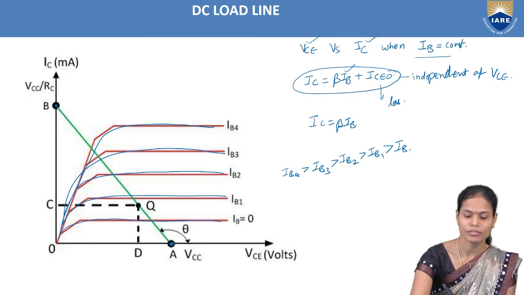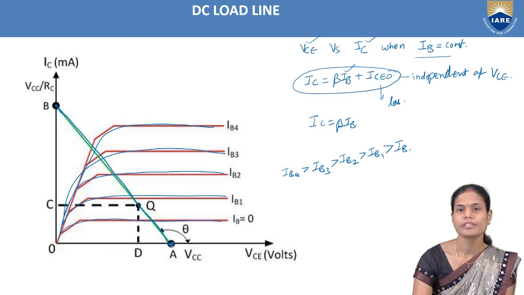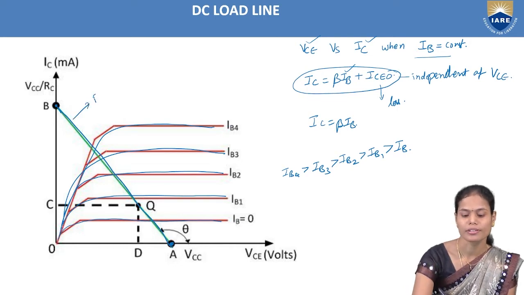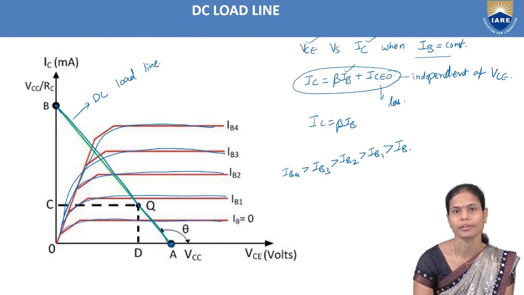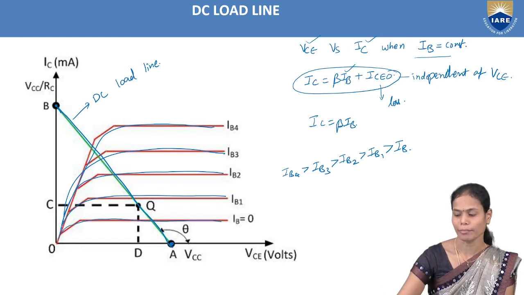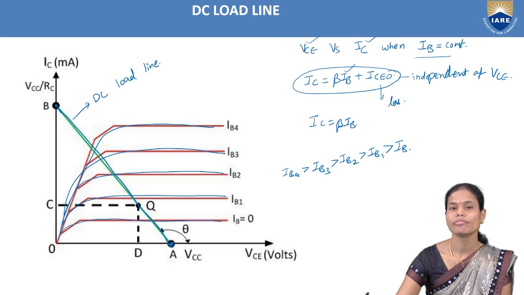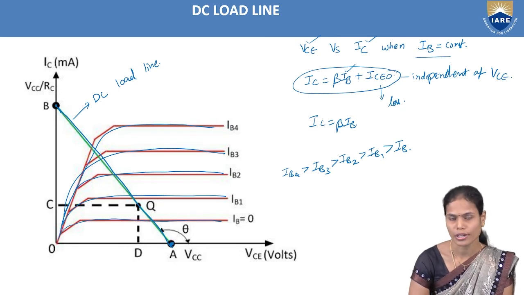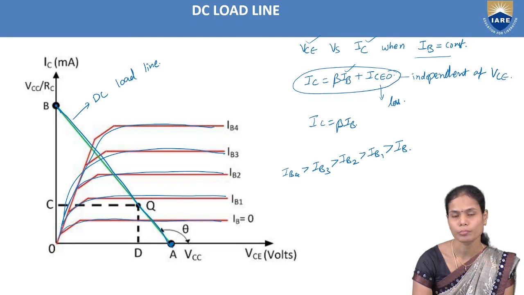If we join these two points, this particular line indicates the DC load line of the amplifier. Similarly, we can also draw the AC load line. I have already mentioned that in the case of the DC load line, we didn't apply any input signal for the CE amplifier. We just provide the biasing for the input port as well as the output port. Then we got the DC load line.